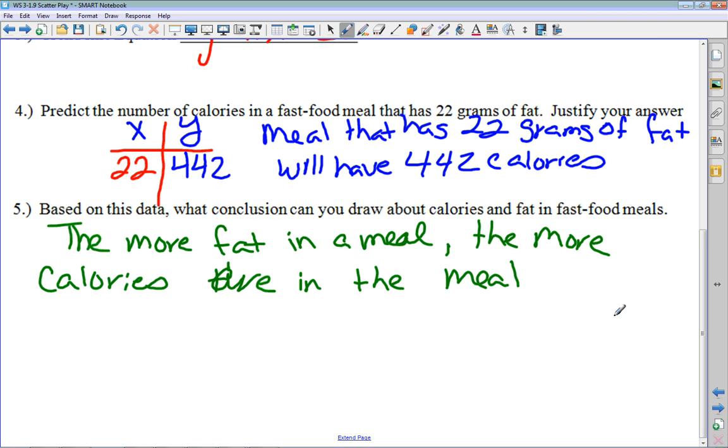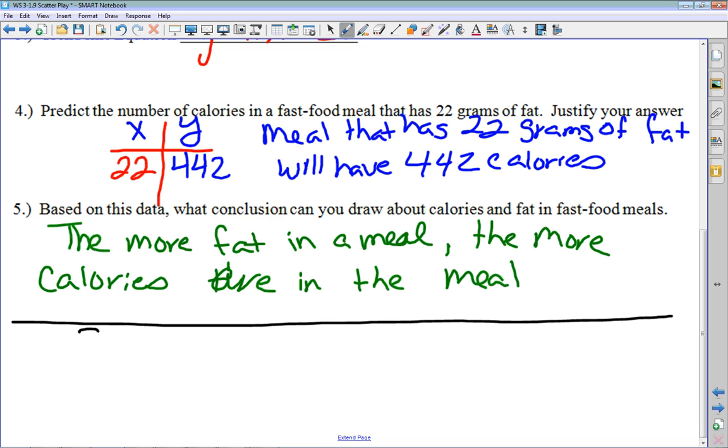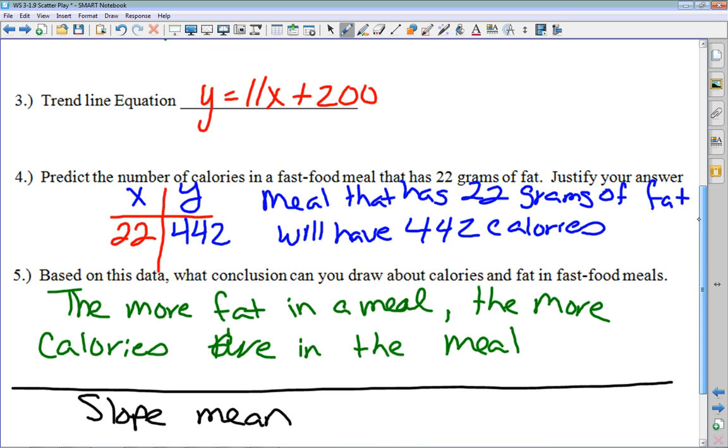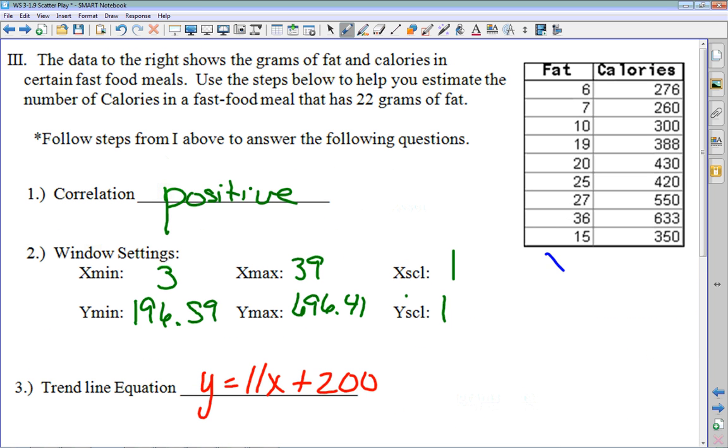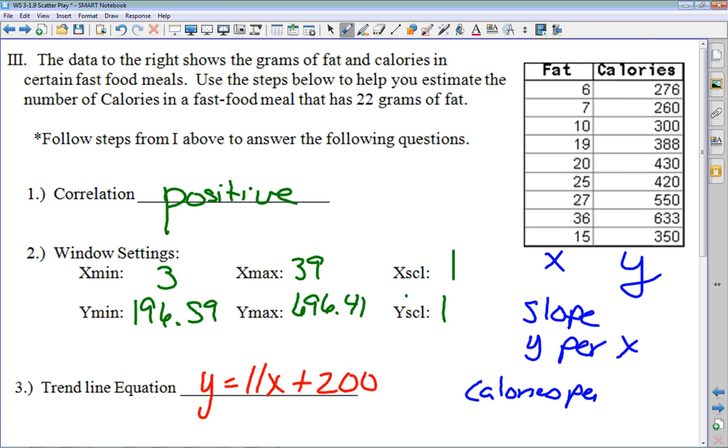Okay, let's add that other one, because you know I keep asking you, what does the slope mean in this problem? Look up here again. Looking at these things, I have X and I have Y. The slope, remember, we're going to write it as Y per X. What is Y? We have calories per fat. So it's how many calories are in each gram of fat.